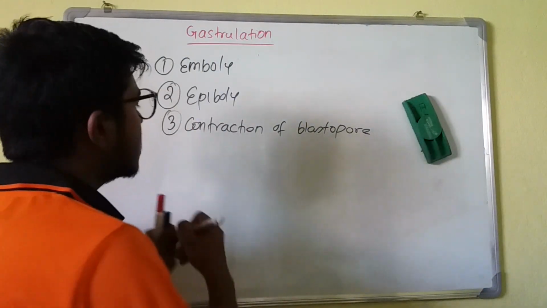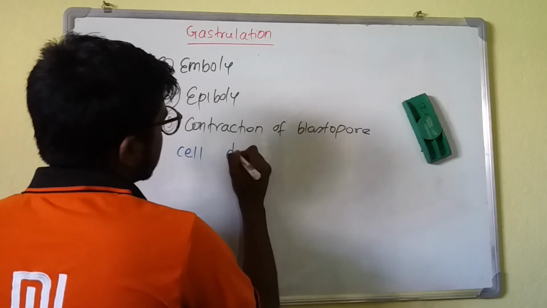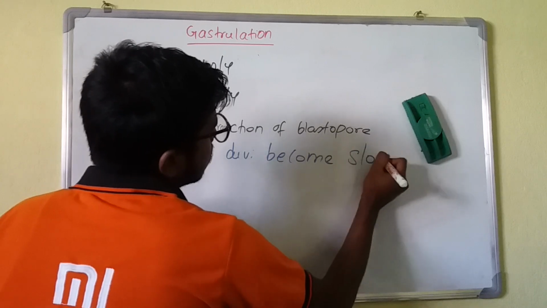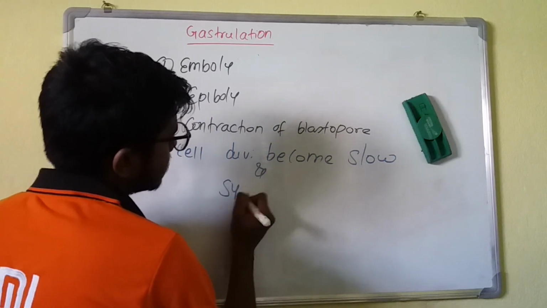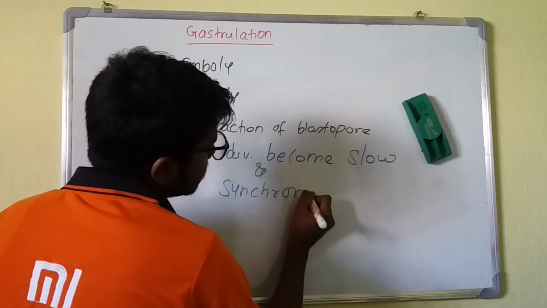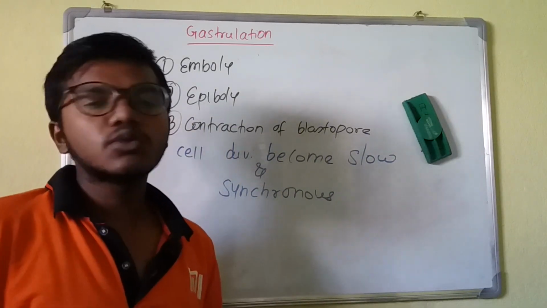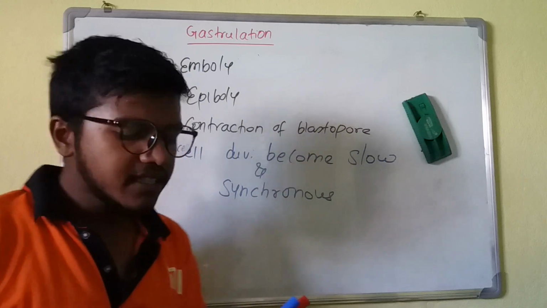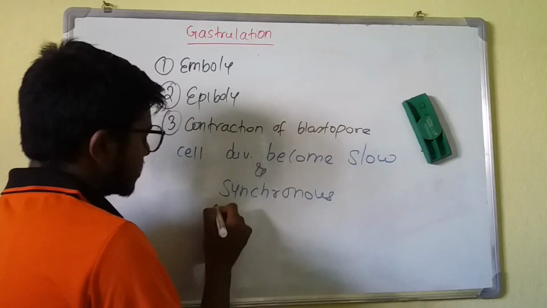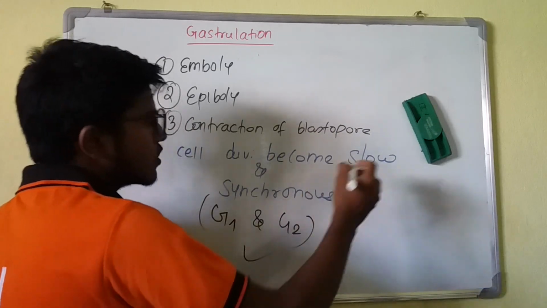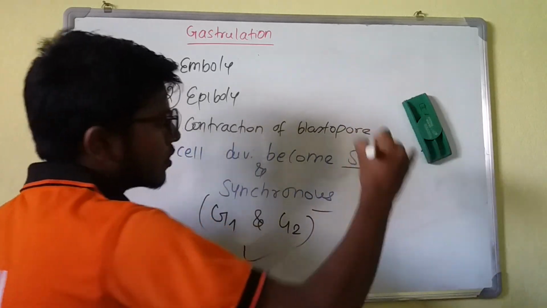What the cell division becomes slow and synchronous. Why does this become synchronous? Because the cell has to migrate as a whole. That's why the cell will acquire which phase? G1 and the G2 phase. The cell will acquire G1 and the G2 phase. That's why the cell division becomes slow and synchronous.